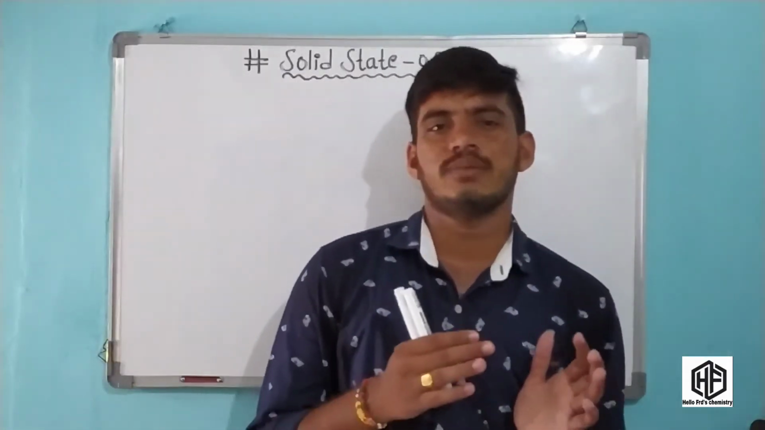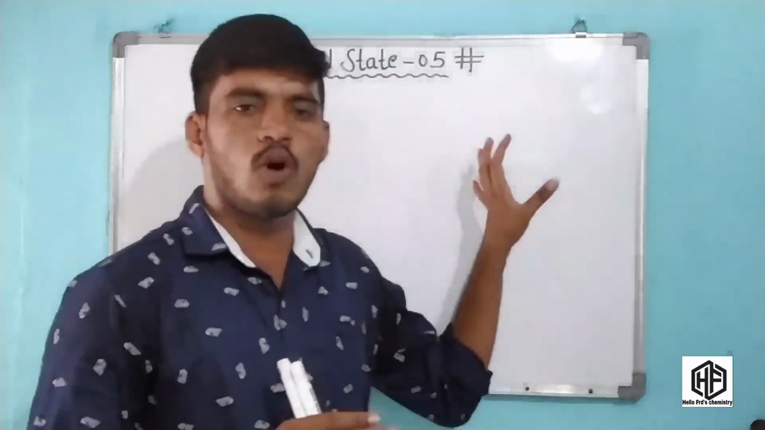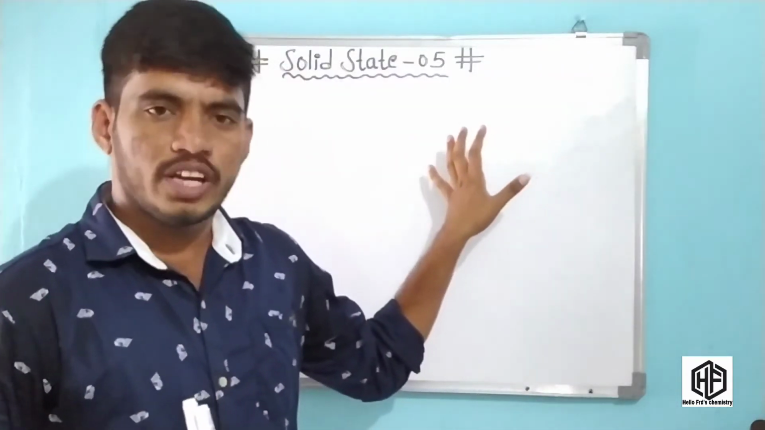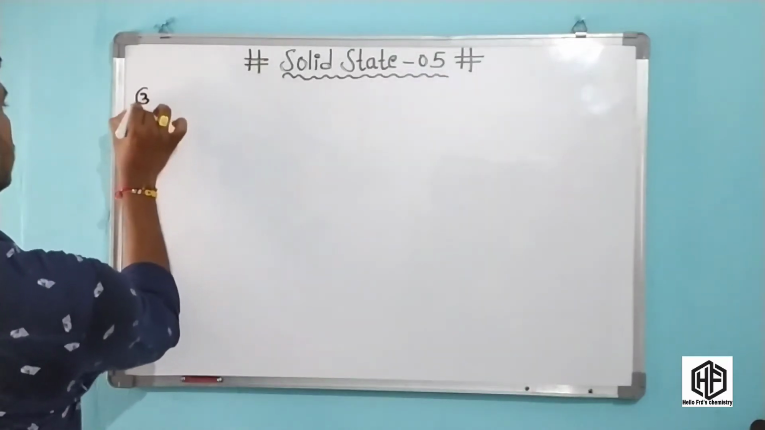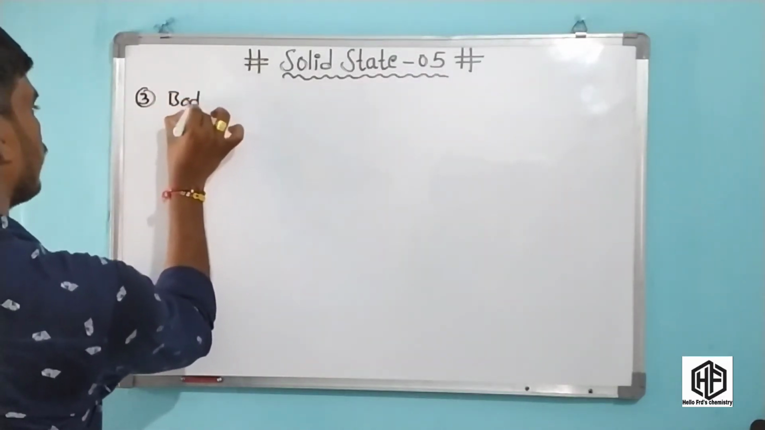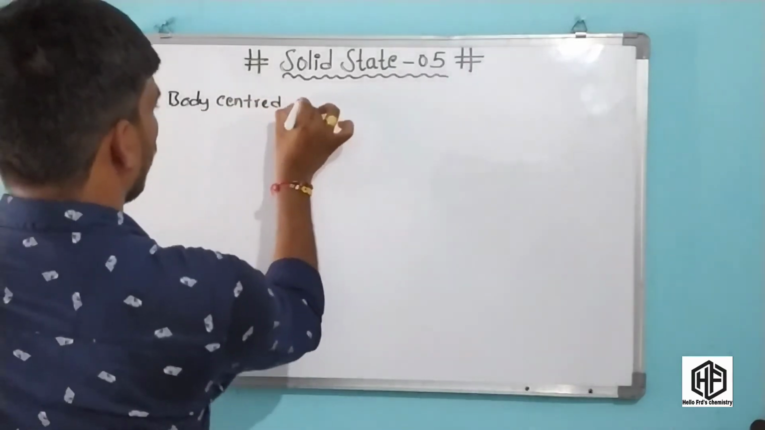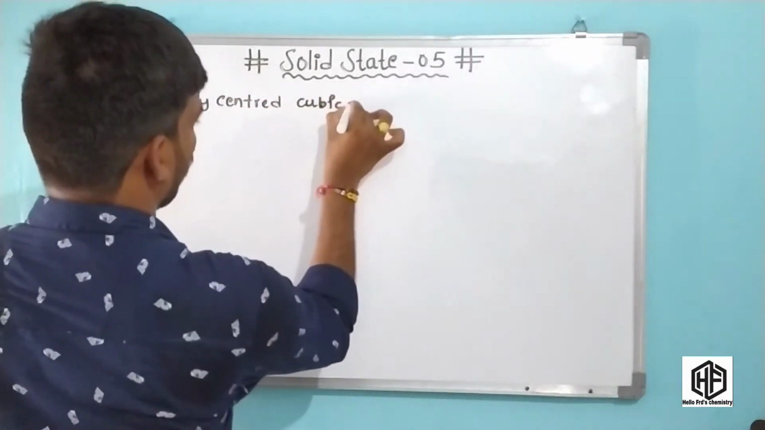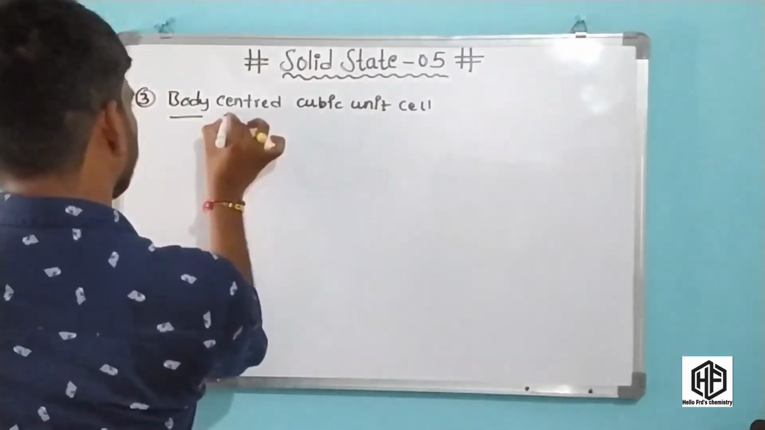Okay friends, next we are going to discuss the relation between the edge length of the unit cell and the radius of the atom in a body centered cubic unit cell. In another crystal system, the third one is the body centered cubic unit cell. This is very important, friends.